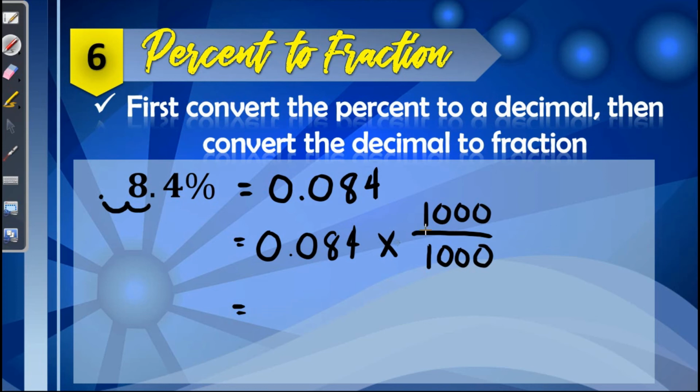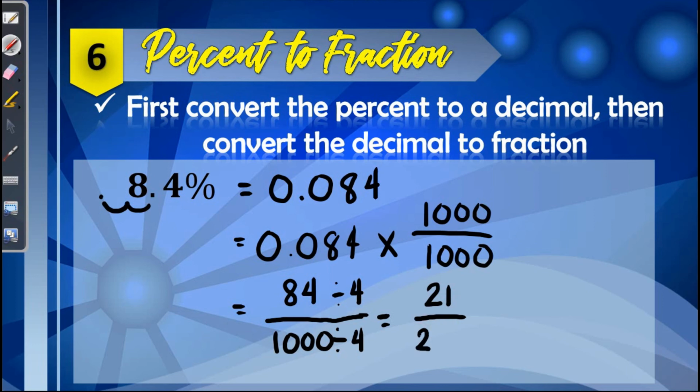If we are going to multiply this by 1,000, the 0.084 will become 84. We will just simply move the decimal point 3 places to the right. So we have 84 over 1,000. And this 84 over 1,000, we can simplify this further by dividing the numerator and denominator by a certain value that can be divided to both of them. And that is 4. So we have to divide both by 4 so that we will be able to get the lowest term. 84 divided by 4 is 21, and 1,000 divided by 4 is 250. And as we can see here, the greatest common factor of 21 and 250 is only 1. Therefore, this is the value of 8.4% in fraction.